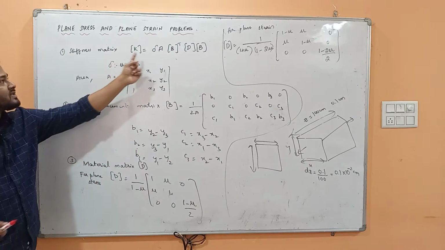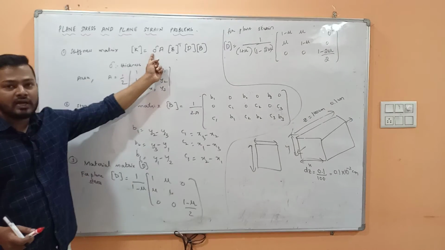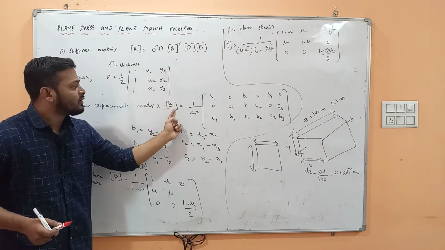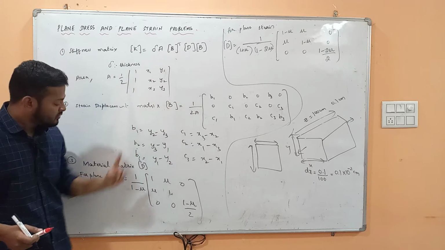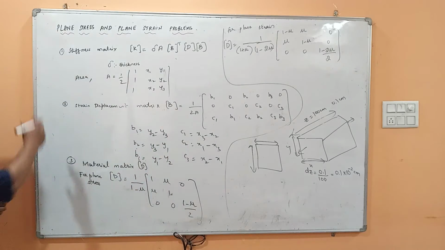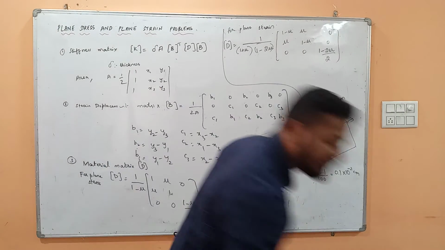So once you get this matrix K, delta is thickness, which will be given, area will be given, B values we got from this formula, and D depends on plane stress and plane strain. Okay, so once we got the stiffness matrix, we can find out the force matrix.